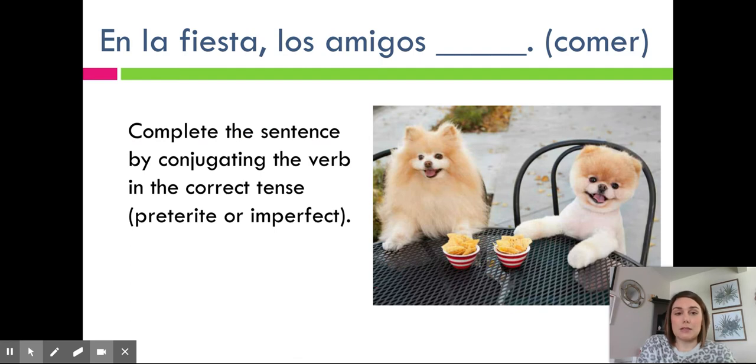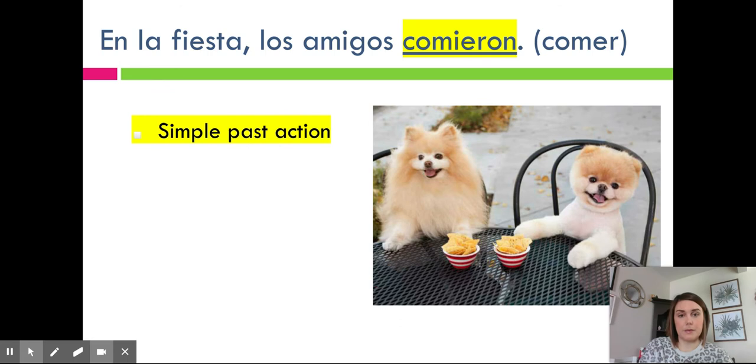En la fiesta, los amigos blank. So go ahead and think about what the sentence means and then choose, should I use the preterite or imperfect? Think, is it Dr. Lewaite or a simple past action? Muy bien. If you chose simple past action, you are correct. It should have been comieron because they ate, right? Someone at the party was watching, filming it. You're always on camera. They could show exactly when they started and when they finished eating.